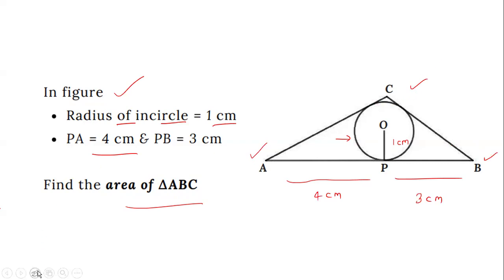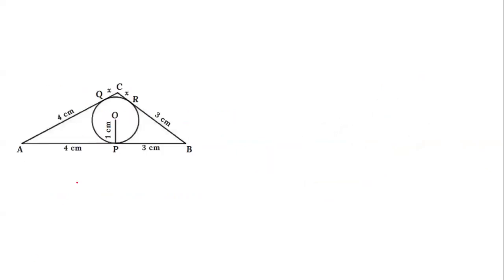So let's see. Look at this figure. PA and AQ are both tangents from the point A. If this distance given in the problem is 4 centimeters, then this is also 4 centimeters. From point B these two are tangents, and if this distance is 3 centimeters, this distance is also 3 centimeters. From point C these two are tangent to the incircle. Let's say this is x, so this is also x.